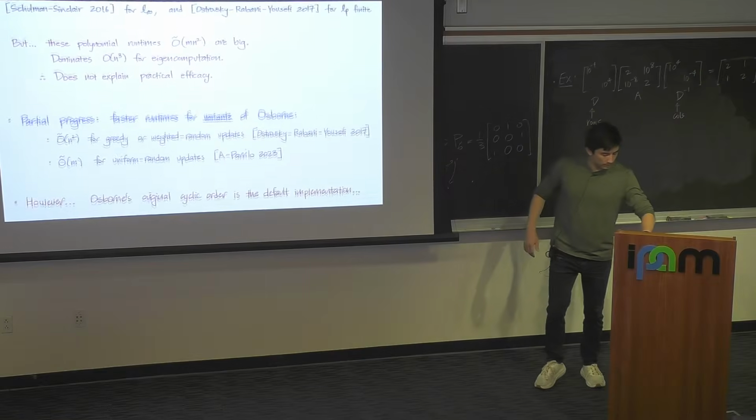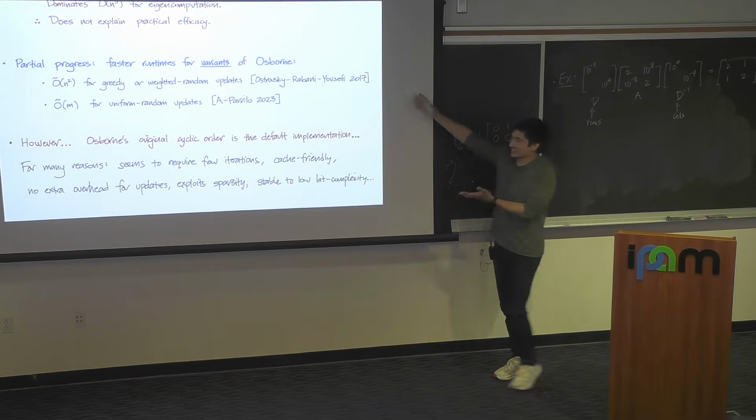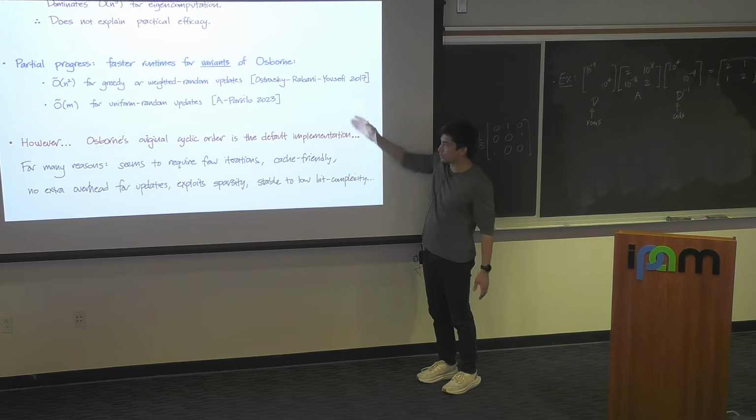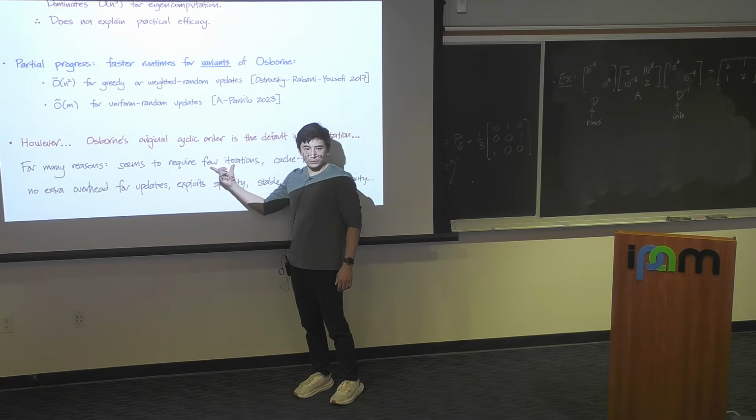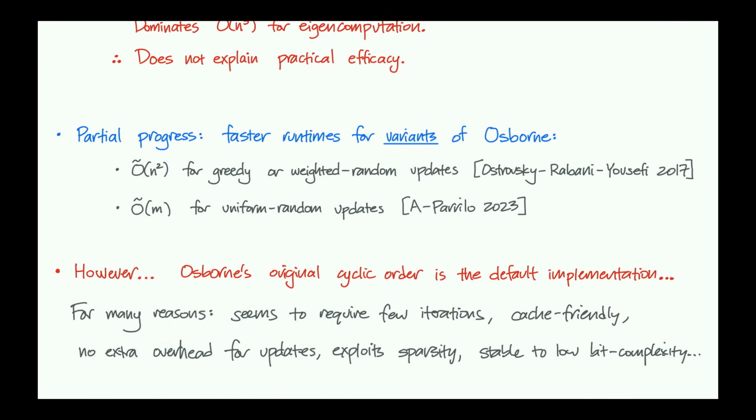But despite that, that's not the algorithm people actually use. Everyone's always been using the cyclic order, and it is better in practice for a number of reasons. It seems to require fewer iterations. An important, really engineering, thing is that you're accessing adjacent rows and columns when you go in cyclic order, so it's cache friendly, and this actually makes a difference in practice. There's no extra overhead for updates; you don't have to find the best coordinate to update. This automatically exploits sparsity; you're not going to accidentally look at really dense rows every time. And also, it's very stable to using low precision.